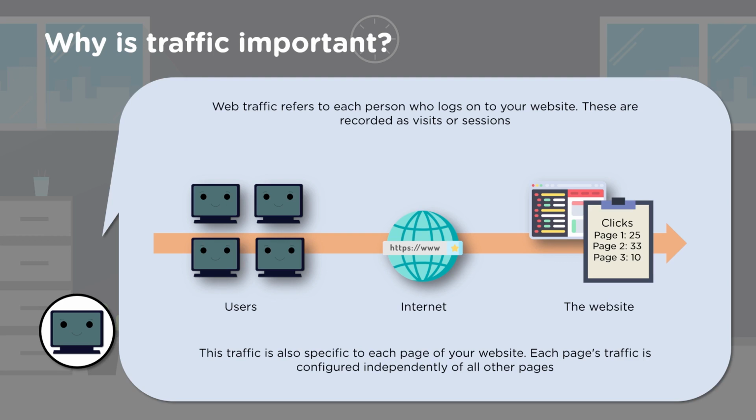Each page's traffic is configured independently of all other pages. So when somebody goes to your website and looks at a page, that's a page view. And on certain pages of your website, you want to turn that page view into a conversion, whether that be looking at a video or purchasing something. So think of these pages on your website as salespeople. They're trying to convert visitors who come to your website. But first, we need to get the visitors to your website.